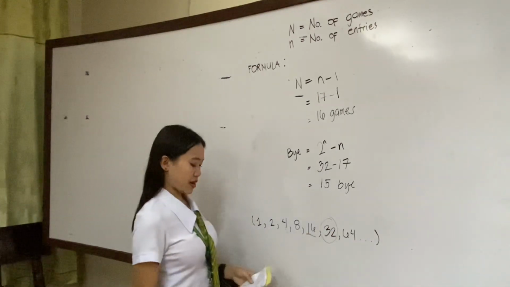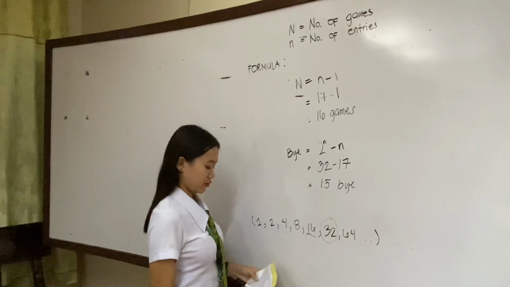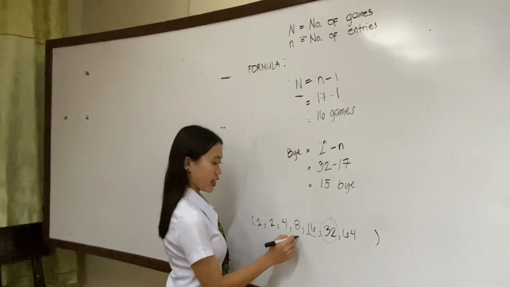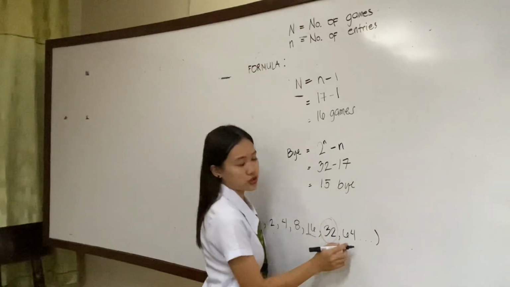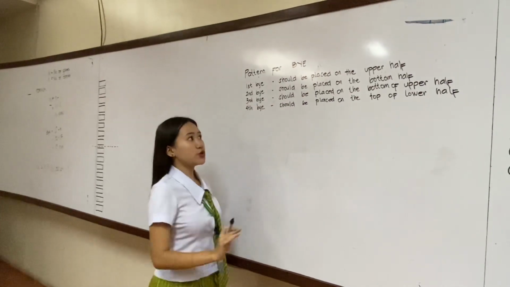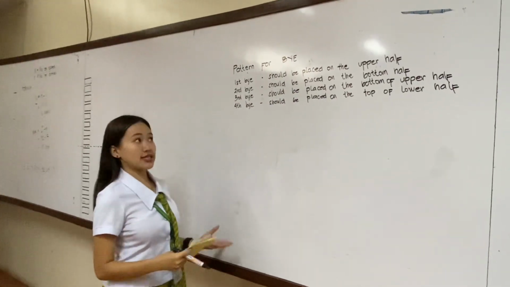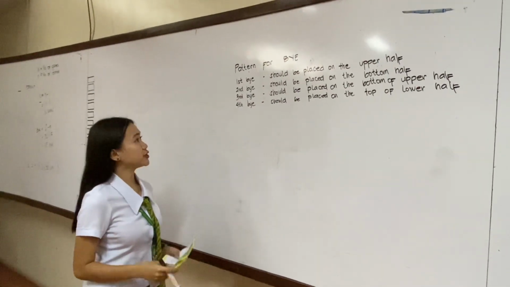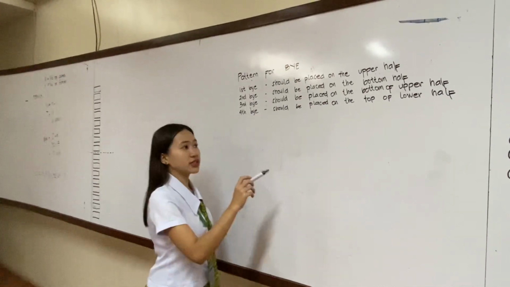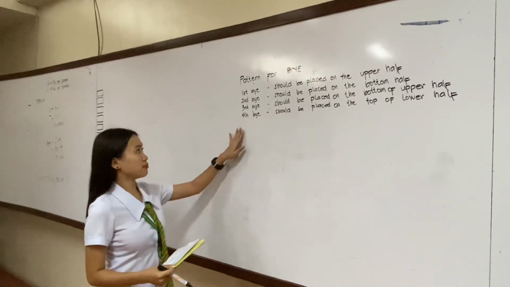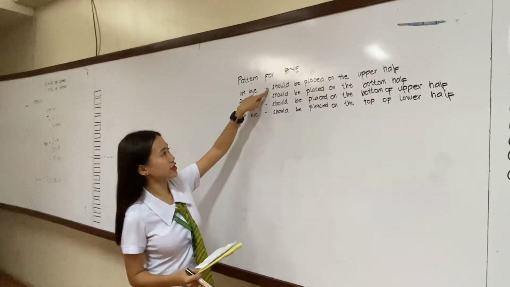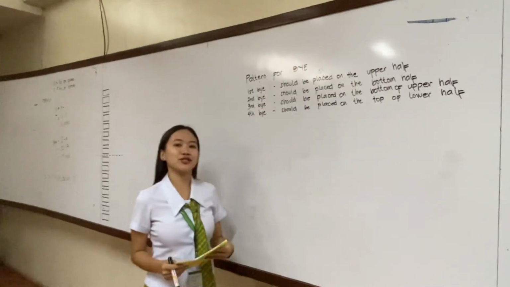So we just have to remember the powers of 2 for the non-negative values of n are 1, 2, 4, 8, 16, 32, 64, and so on. So this is the right pattern for byes. The first bye should be placed on the upper half. The second bye should be placed in the bottom half. The third bye should be placed at the bottom of the upper half. The fourth bye should be placed at the top of the lower half. For the fifth bye, you just repeat the process until you get all the byes into the boxes.